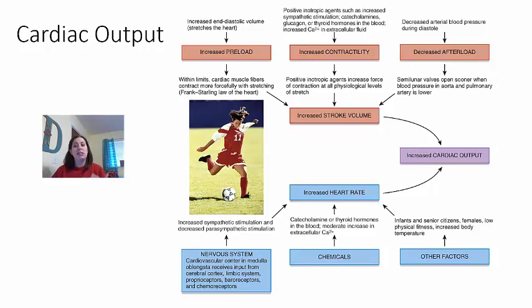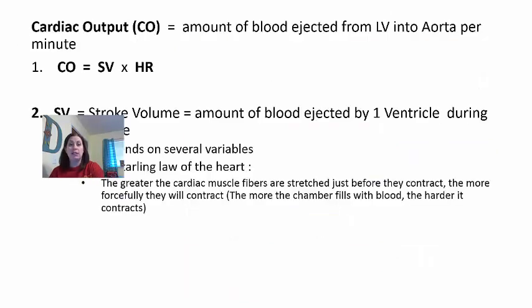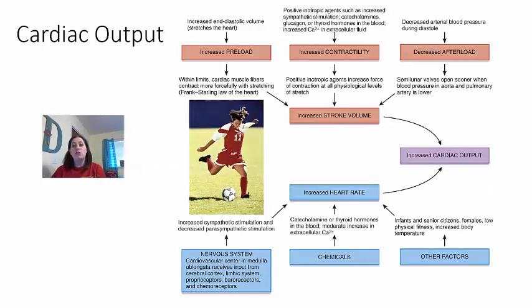So when we look at these two things, it's really important to understand, because they're in a multiplication type problem, like you can see here, we're multiplying SV times HR, that if either one of those changes, it's going to ultimately change the cardiac output. Okay, that's what this chart is showing you.